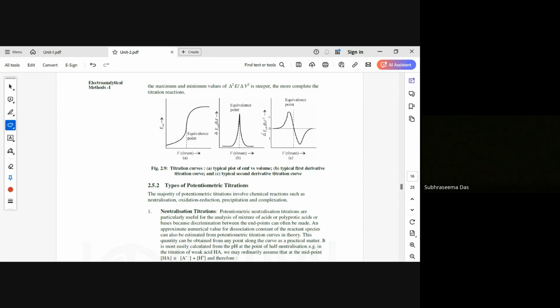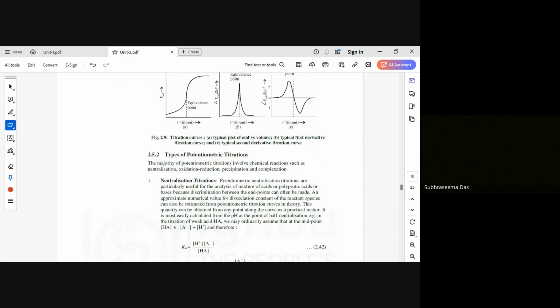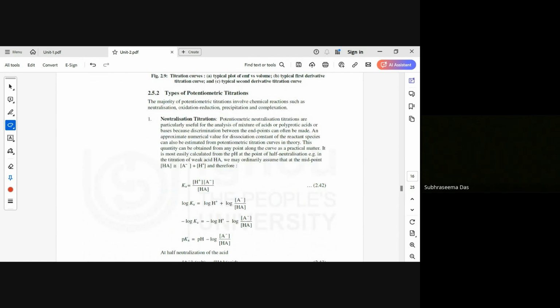So there are various types of potentiometric titrations. The majority of potentiometric titrations involve chemical reactions such as neutralization, oxidation reduction, precipitation, and complexation. Neutralization reactions are mostly used for the neutralization of acids or polyprotic acids with bases, and the endpoints are then known. This is most easily calculated from the pH of the half neutralization reaction.